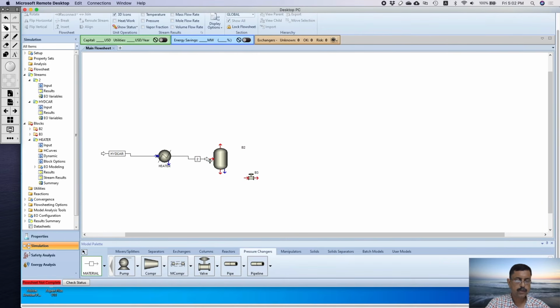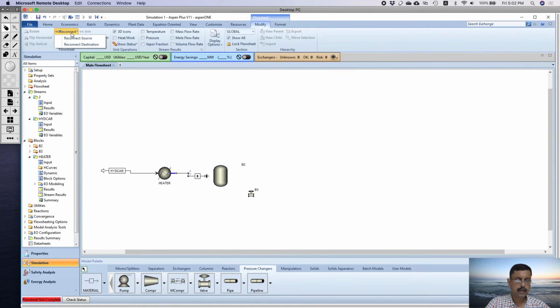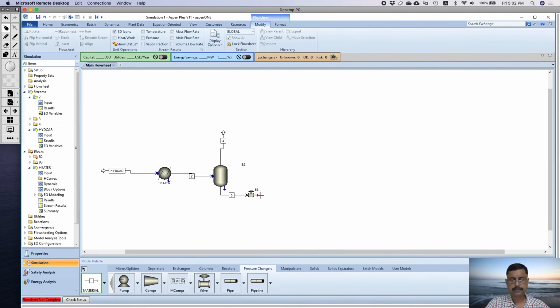Choose this one, this material. Reconnect the stream, destination, this one. Then this stream will be connected to this. This will come out here and this will come out like this.